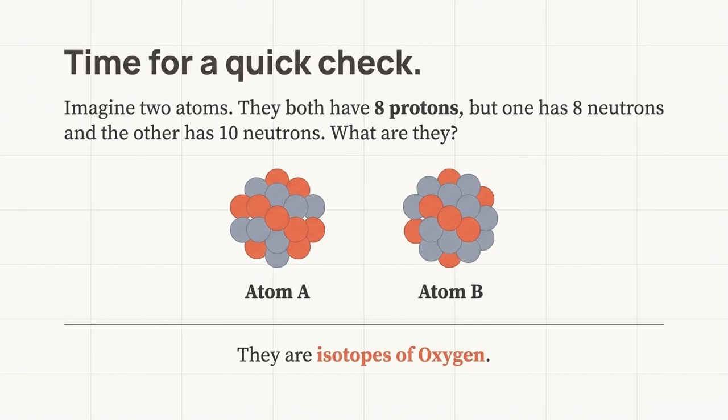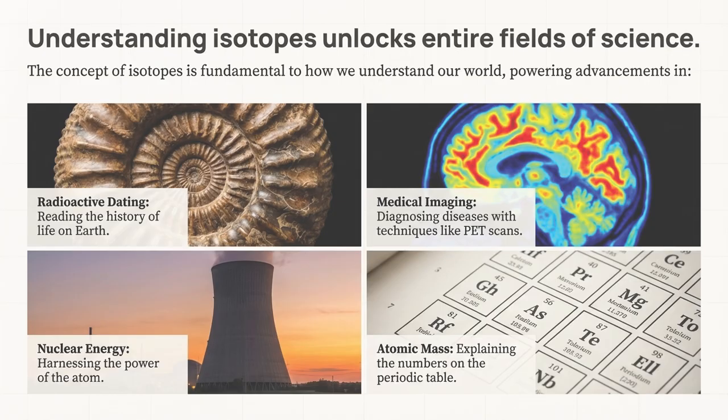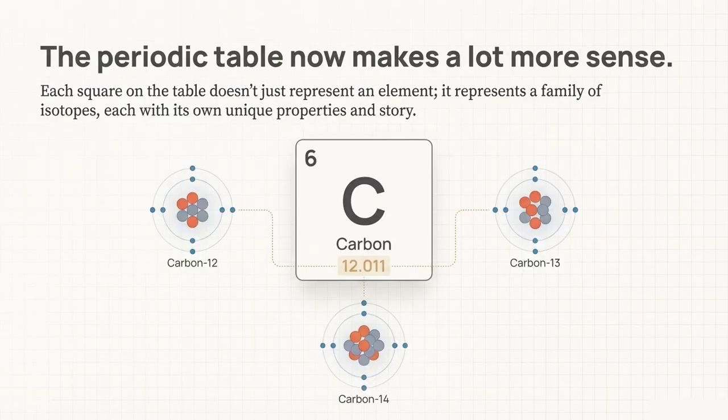Here is a quick check. If two atoms both have 8 protons but different numbers of neutrons, they are isotopes of oxygen. Isotopes help us understand atomic mass, radioactive dating, medical imaging, and even the history of life on Earth. Once you understand isotopes, the periodic table starts to make a lot more sense.